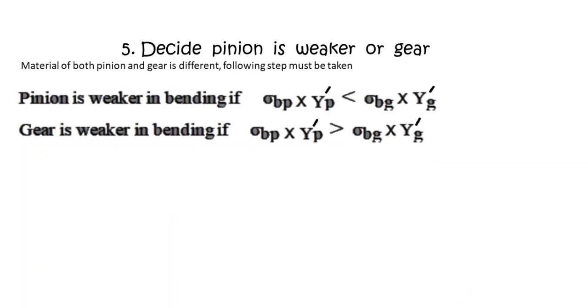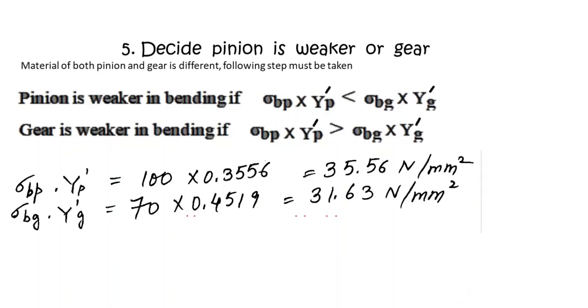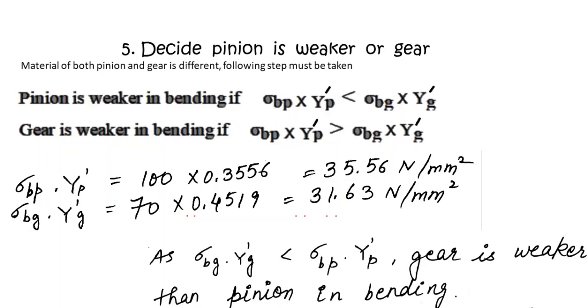Which is weaker, pinion or gear? Now this step: if the pinion and gear material are different, obviously here sigma B, that is your allowable static stress for pinion and gear, are given different. So you will have to do this step. If I find out sigma BP Y-P, it is 100 into 0.3556, which is 35.56, and sigma BG Y-G is coming 31.63. Obviously you can see sigma BG Y-G value 31.63 is lesser than sigma BP Y-P, which is 35.56. So gear is weaker in design. Right, so gear is weaker than pinion in the bending because we are only going to do the bending strength.